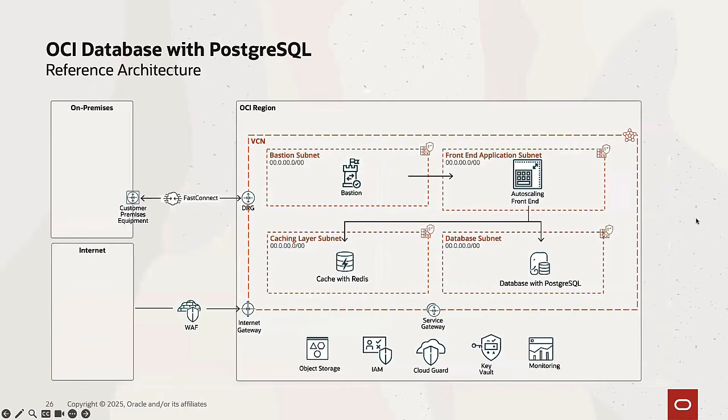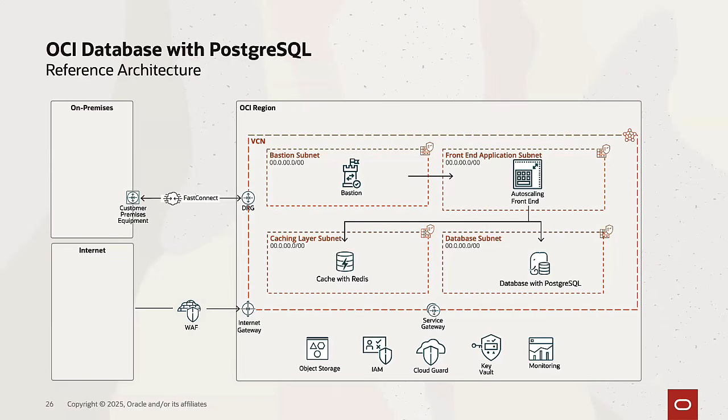In terms of a reference architecture, on the left side you'll often see customers interfacing with Postgres on OCI via on-premises or via their application on the internet. That comes into the OCI region via either FastConnect if it's on-premises, or a WAF if it's via the internet. Within the OCI region, you're going to have your virtual cloud network, and within it you'll have various subnets. Each subnet is like a section of your virtual cloud network dedicated to a specific use case.